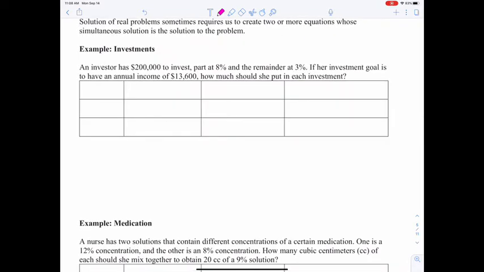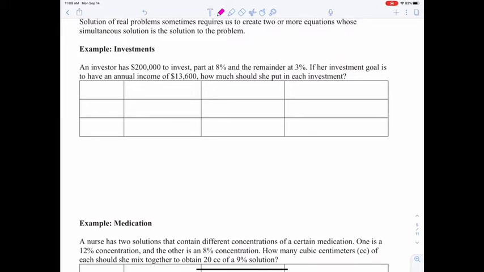So let's see, example, investments. An investor has $200,000 to invest. Part at 8%, and the remainder at 3%. If her investment goal is to have an annual income of $13,600, how much should she put in each investment?